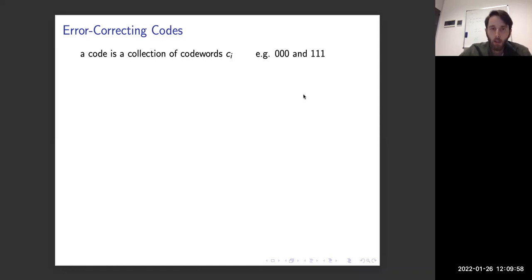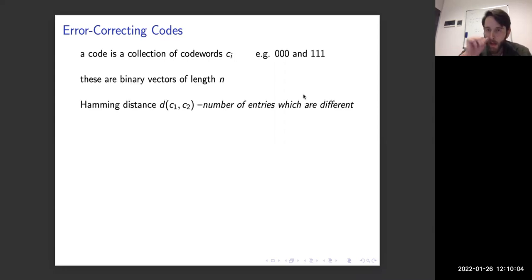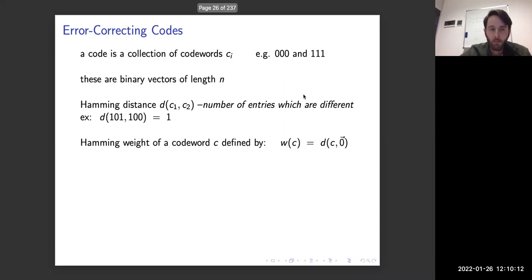So a code word is a binary vector of length n. And we'll need a couple of definitions. First of all, the Hamming distance between two code words is just the number of entries which are different. The Hamming weight of a code word is basically the number of ones in the code word, okay? Or the Hamming distance between the code word and 0.